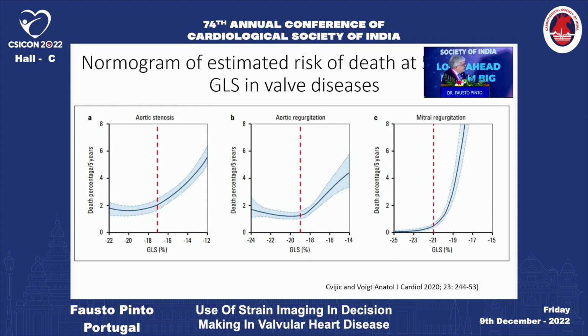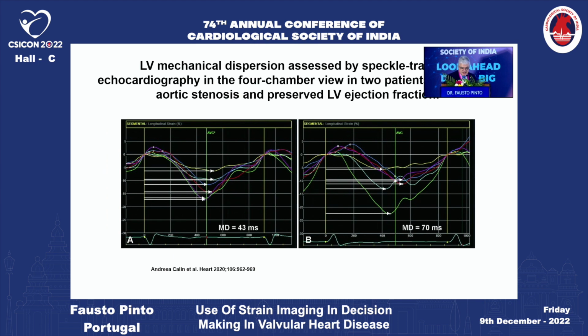The threshold, with an abnormality lower than that, has some importance in terms of the estimation of the risk of death at 5 years for patients with these different conditions. So we already have some data that can help us to include this information to assess not only the severity of the impact of valve disease in left ventricular function, but also in terms of prognostic assessment in the individual patient.